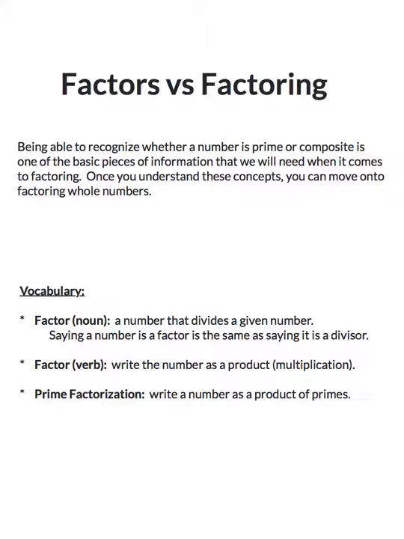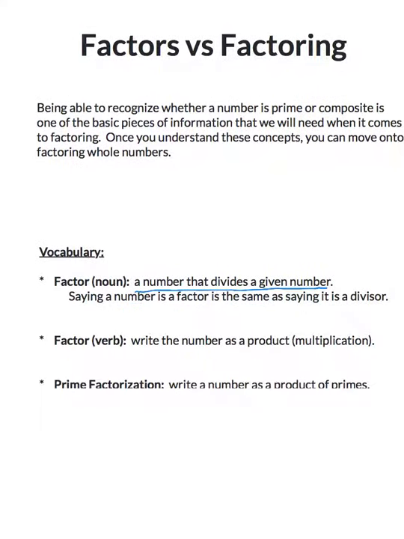So, factor actually has two definitions. The first one is, as a noun, this is a number that divides a given number. Saying a number is a factor is the same as saying it is a divisor. For example, we can say 2 is a factor of 6. We can also talk about factoring as a verb. To factor a number, we want to write it as a problem involving multiplication. So for instance, 6, if I wanted to factor it as a verb, is equal to 2 times 3.